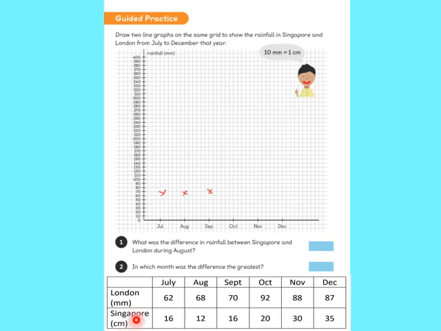So with Singapore, what we need to remember is that their measurements were in centimetres. Now, Ravi reminds us up here that 10 millimetres is 1 centimetre. So I'm going to need to convert these measurements to be able to put them onto the graph. So in July, Singapore had 16 centimetres. So 16 times 10 is 160. So that tells me that in millimetres, Singapore had 160 millimetres.